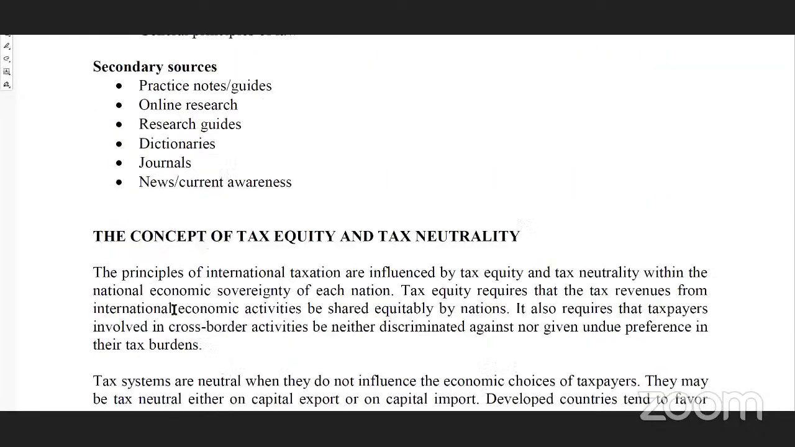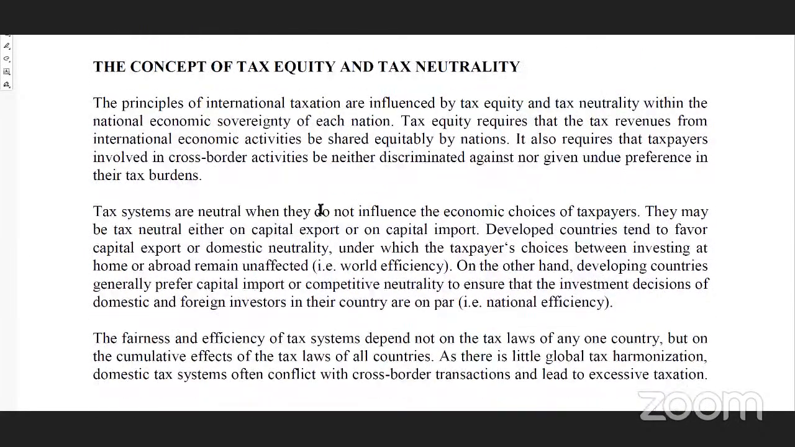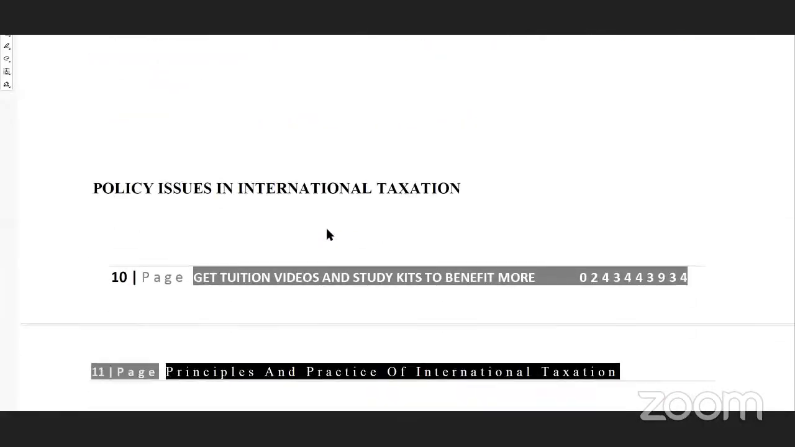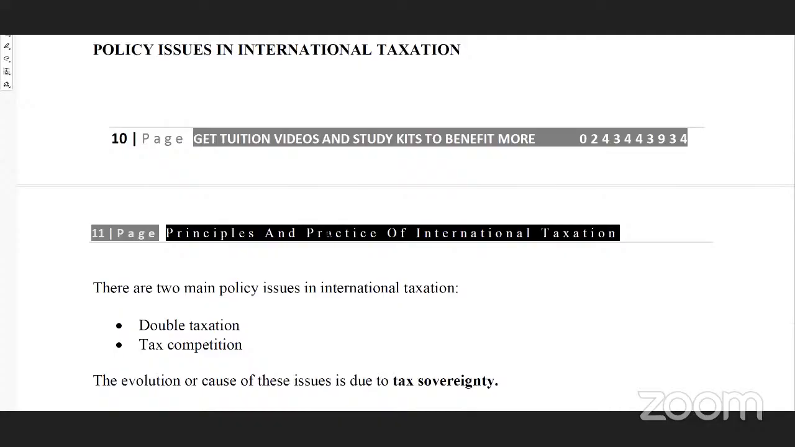So we will come and talk about the concept of tax equity and tax neutrality later when we get to reliefs, but for now, let's ignore it. So as I told you, there are some things that are causing brouhaha in international taxation. Before you can do international tax as a student, you must understand these things. Okay, so policy issues or policy objectives in international taxation is to eradicate what? Double taxation and reduce tax competition. Those are the policy objectives.